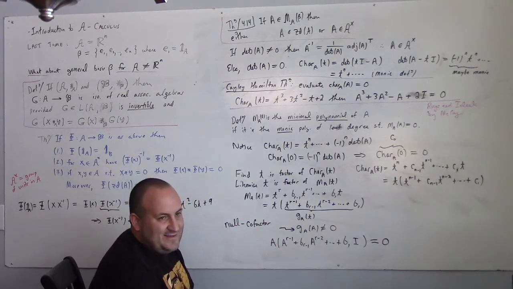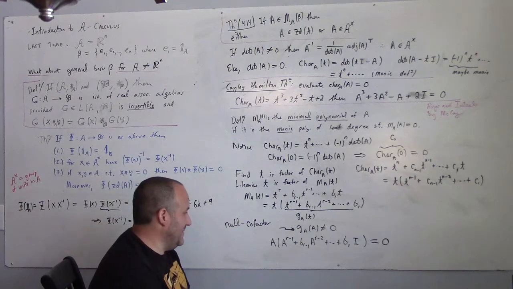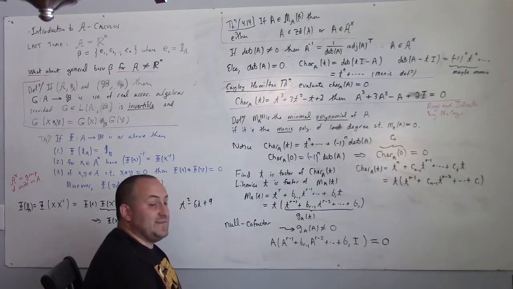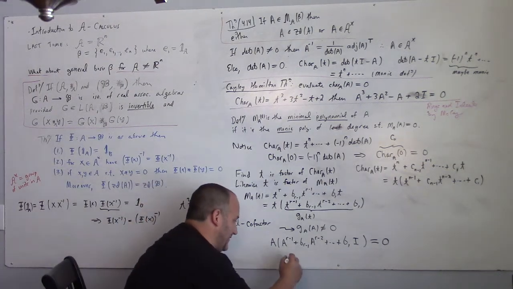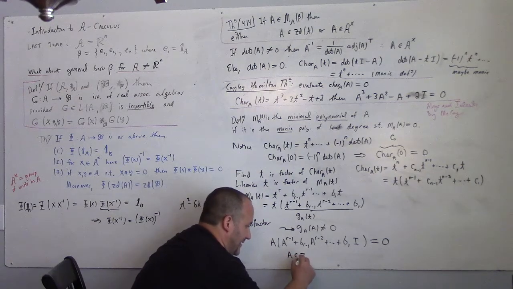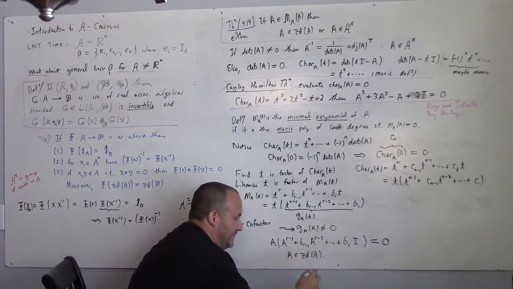If you assume A is not equal to 0, sometimes I will call it the null factor or I don't know, I need a good name for these things. But anyway, the point is, this tells us that A is an element of Z of A. So there you go.